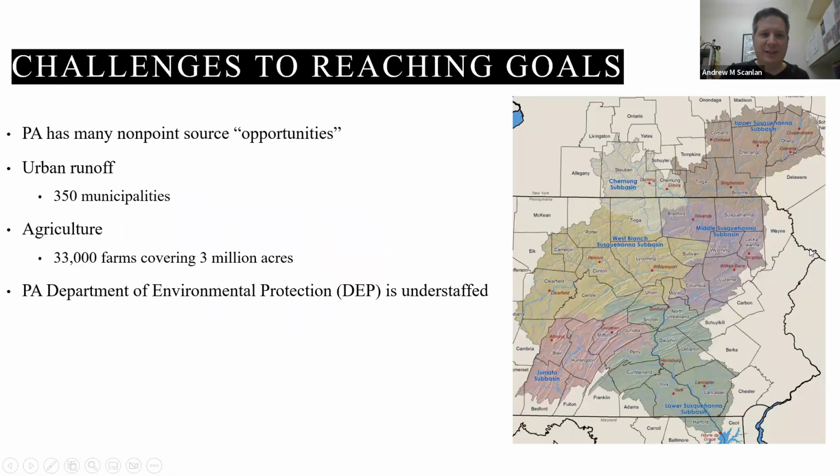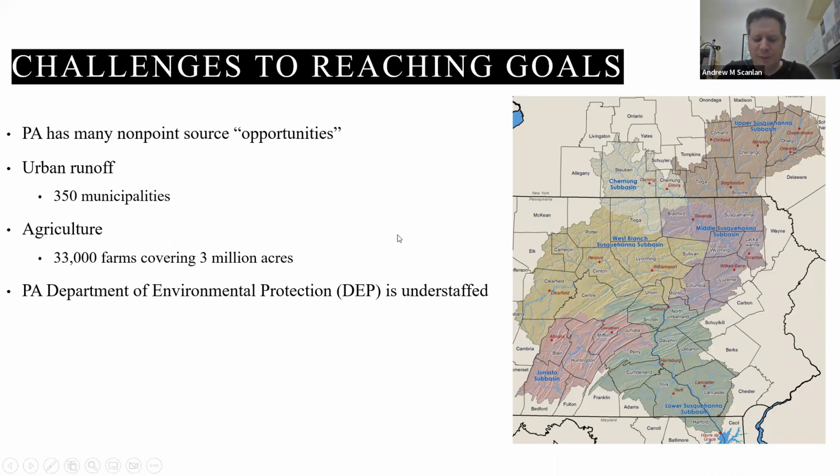So we're going to talk about some challenges to reaching these levels for decreasing nutrient pollution going into the bay. One of the problems is that Pennsylvania is unique, with the Susquehanna running north to south through the entire state, the largest watershed. Pennsylvania does have many non-point source opportunities. This is just a fancy way of saying there's a lot of agriculture, a lot of paved roads, things like that that are hard to manage. With urban runoff, there are about 315 municipalities. This would be towns, boroughs, little villages, things like that, with their own water treatment, putting water into the bay.